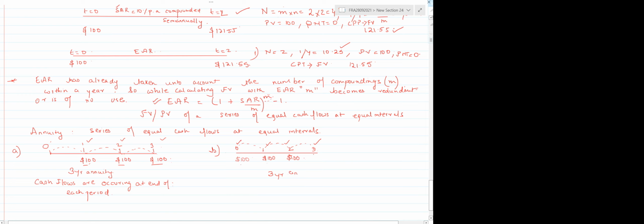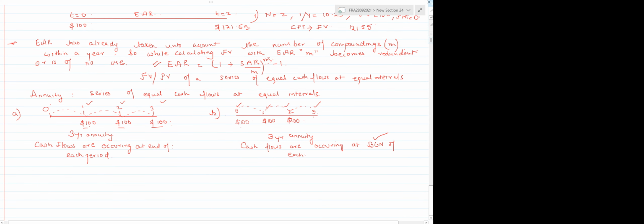Because I have three cash flows at equal intervals. The only difference is that the cash flows are occurring at the beginning of each period. So, Vishal, when we have such a case, we use the BGN mode of our calculator. When we have cash flows that occur at the beginning of each period, we use the BGN mode. The default mode of our calculator is end mode.